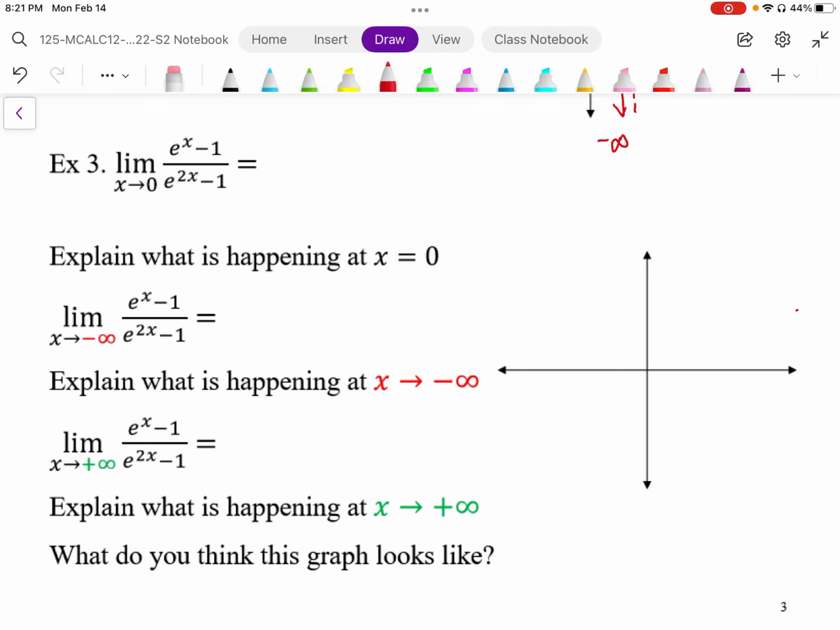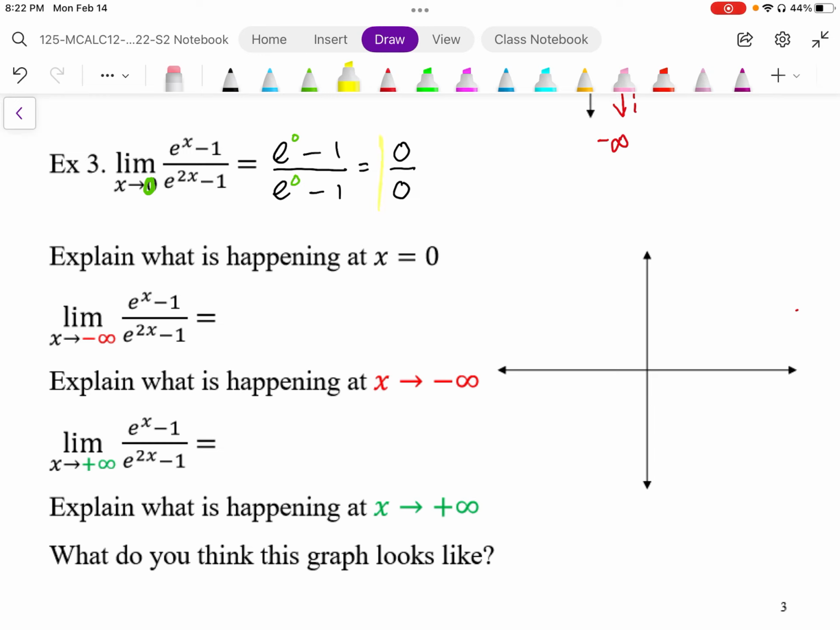Example three's rational expression is e to the x minus 1 over 2 e to the 2x minus 1. So with all limits, I'm just going to plug in that actual limit value of 0 and see what happens. So I get e to the 0 minus 1 in the numerator, and then e to the 2 times 0 is 0 minus 1 in the denominator. When I evaluate that, e to the 0 is 1, so 1 minus 1 is 0. In the denominator, I get 1 minus 1, which is 0.